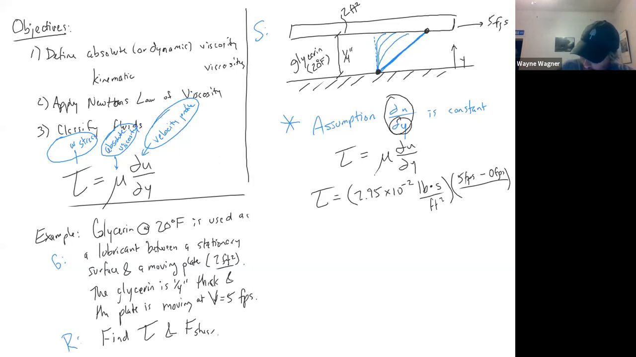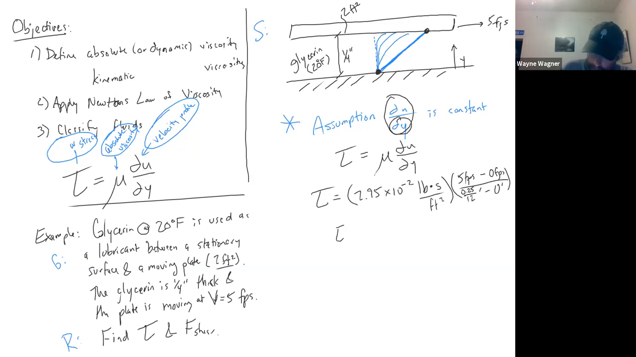So the y on the bottom is 0 feet. We don't want to work in inches. 0 feet minus 0 feet. And on the top, we've got 0.25 inches. So I'm going to divide that by 12 to get feet. It's kind of annoying, right? But that'll give us an answer.